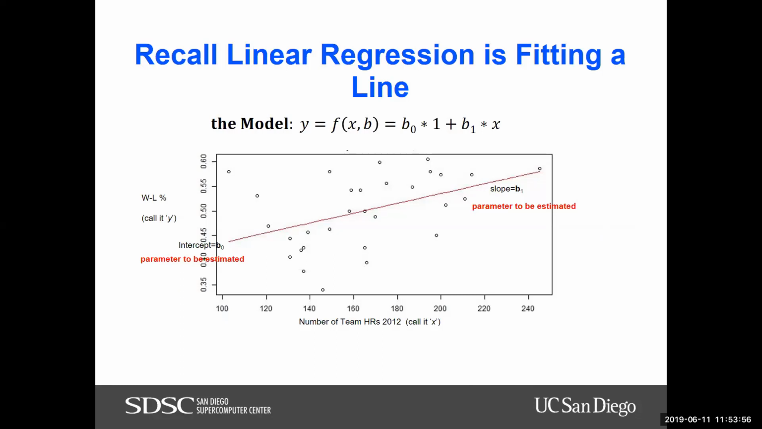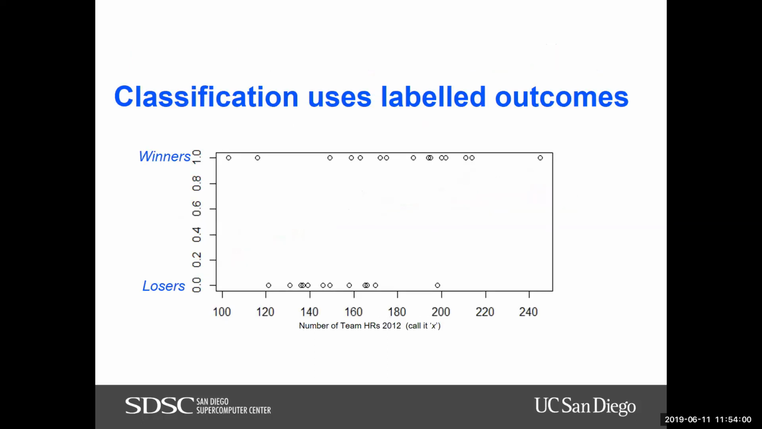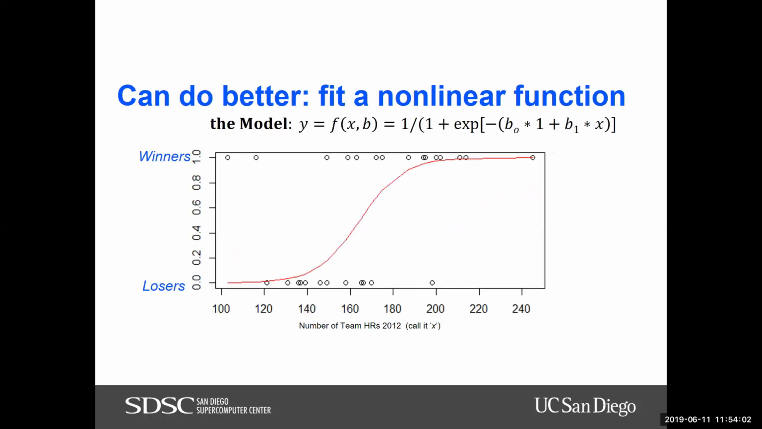Remember the regression line example that I gave before? We said we could do classification. Before, I said if you want to do classification, you can just use a threshold and say anything greater than 150 home runs means you're a winner. But we can do a little bit better. We can fit a nonlinear function to this example. Here's a nonlinear function, a logistic equation, and essentially it's called logistic regression.